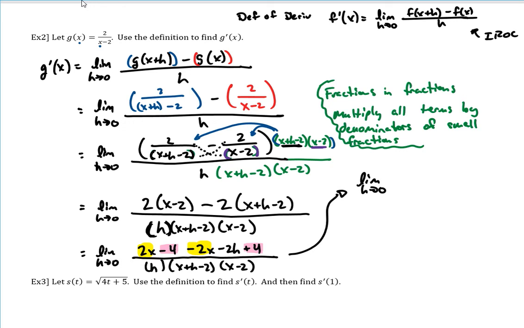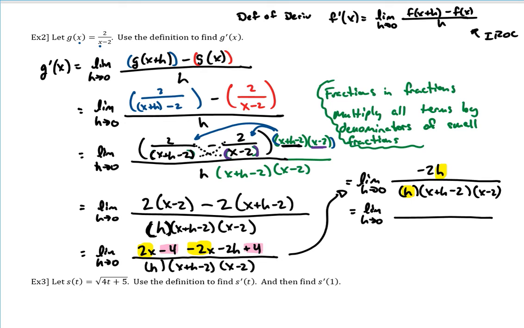So we have the limit as h goes to 0 of just negative 2h over h times x plus h minus 2 times x minus 2, like that. Okay, and then, well, our pattern is continuing. The h here needs to cancel with that h. And so then we have this limit, the limit as h goes to 0. H's cancel. I have negative 2 up top, and then x plus h minus 2 times x minus 2, like that.